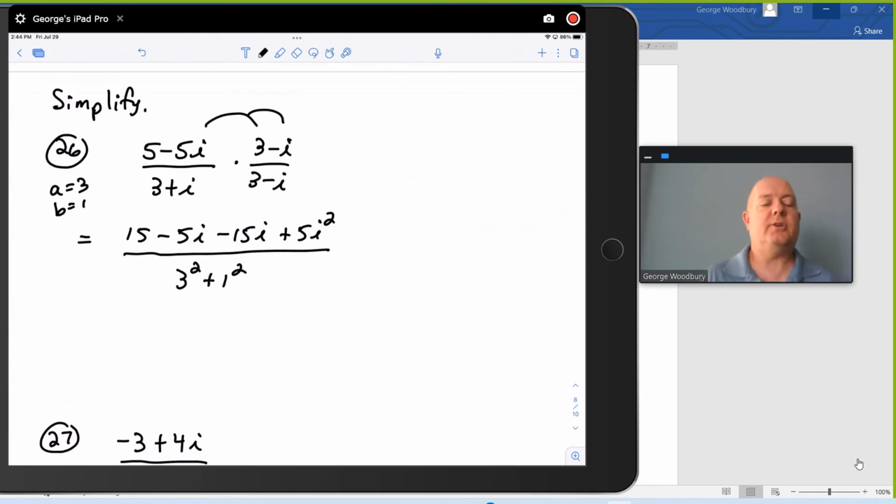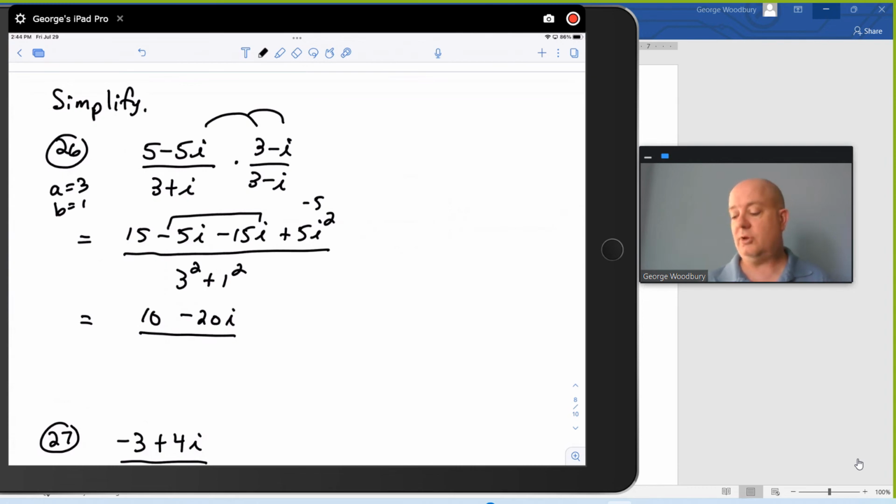A little simplifying to do here. First, 5i squared, that's the same as minus 5. Combine that with the real number 15 in the numerator. 15 minus 5 is 10. We've got 2 like terms to combine. Negative 5i minus 15i, that's negative 20i. And in the denominator, 3 squared is 9 plus 1. 9 plus 1 is 10.